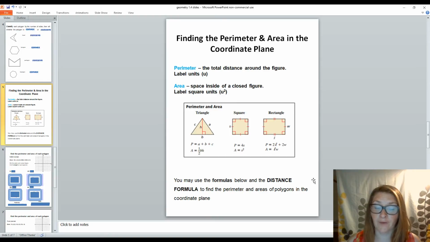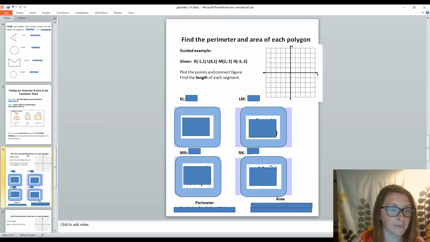Now remember, we need to find our distance, so we need to find the length of each side. To find the length of each side, we're going to use our distance formula. So let's look at the next page. All right, so it says find the area and the perimeter of each polygon. So we start off with 4 points given to us, and we want to graph them on our coordinate plane. Remember, this is coordinate geometry, so they want us to plot it on our plane, so please take the time to do that while I do the same.